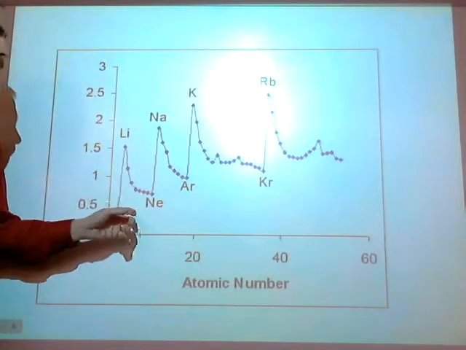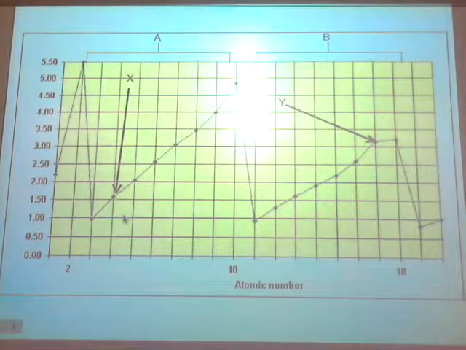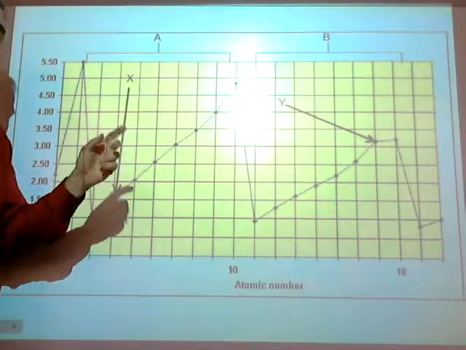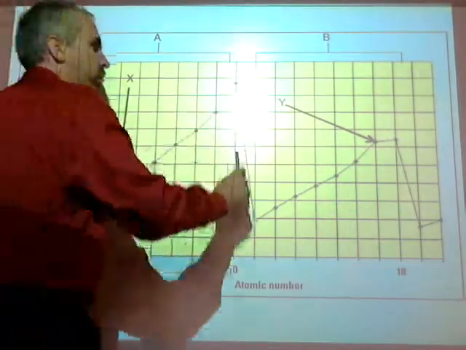All right. What would this chart be? That would be electronegativity. Yeah, very good. It's electronegativity because as you go across the period, this is increasing.